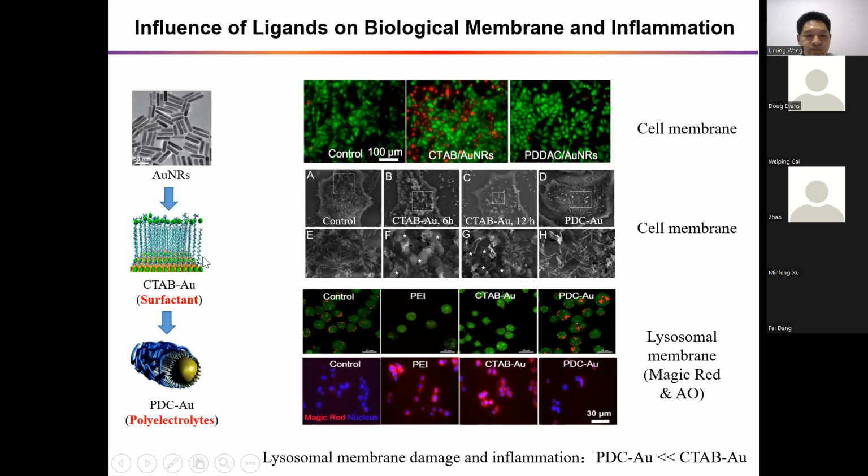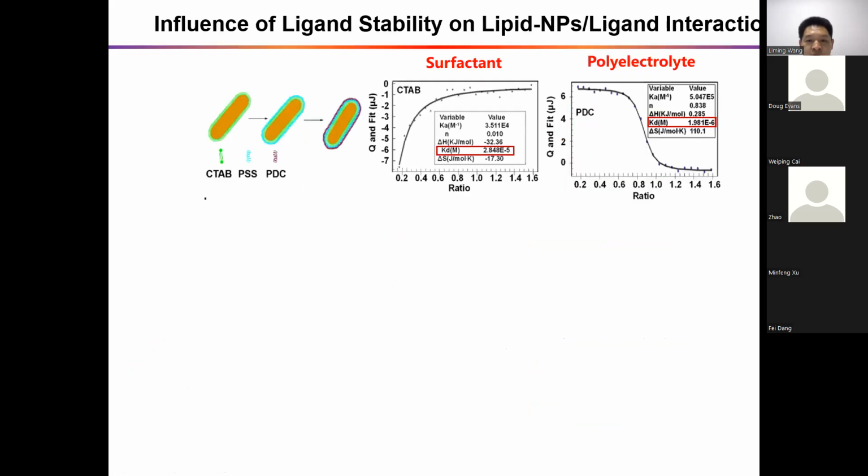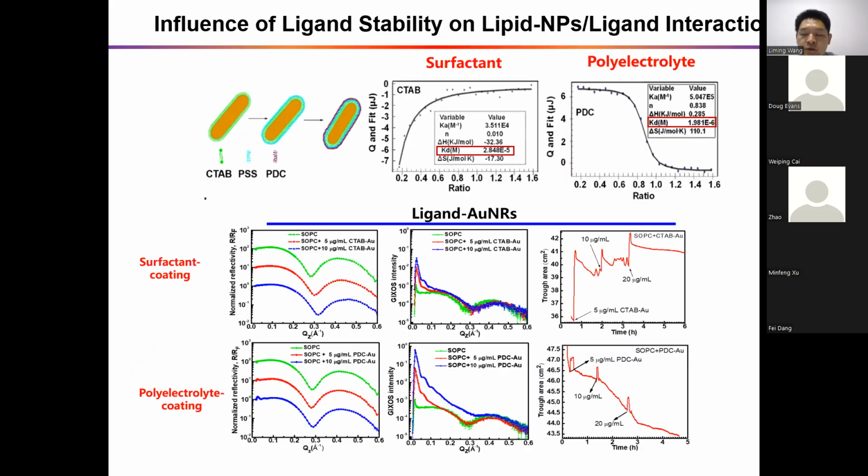So to compare these two kinds of coating and their effect on cells, we found that the surfactant gold nanorods may cause cell death and damage the cell membrane, but the polyelectrolyte gold nanorods are safe to cells and didn't cause cell death. Though they are both positively charged molecules, why do they have different effects on the membrane? To answer the question, we use X-ray based techniques to study how the interaction happens at the liquid surface.